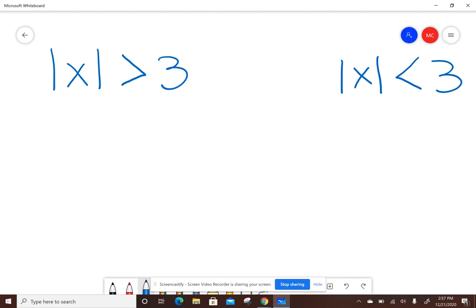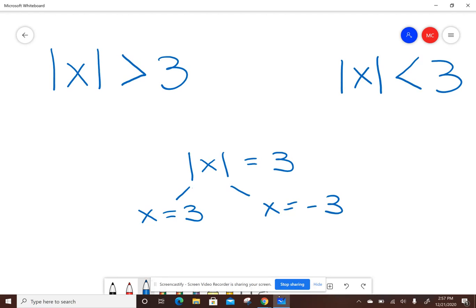But before we look at these two examples, let's just review what happened when the absolute value actually equaled a certain number. Well, we knew that that meant either x equals 3 or x equals negative 3, right? We knew there would be two possibilities. We do the positive possibility and the negative possibility.